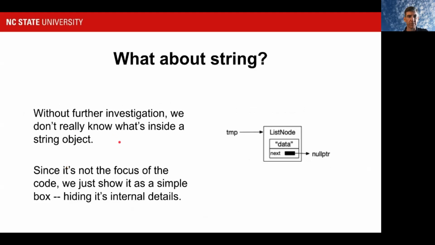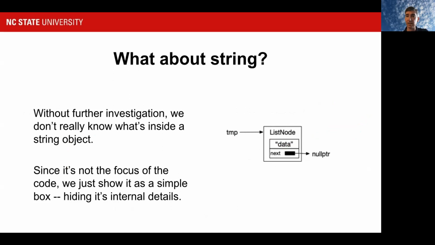Okay, now what about the string? Without further investigation, I don't really know what's inside the string object. It's possible it includes a pointer. And it's possible it's actually allocating memory somewhere else. And so this thing is really not stored here. Data is really not stored inside list node, but there's a pointer pointing to somewhere else. Well, the thing is, there's no way for me to know that without going and reading the code for string. And since that's not really the point of drawing the list, I don't really need to represent that string very carefully.